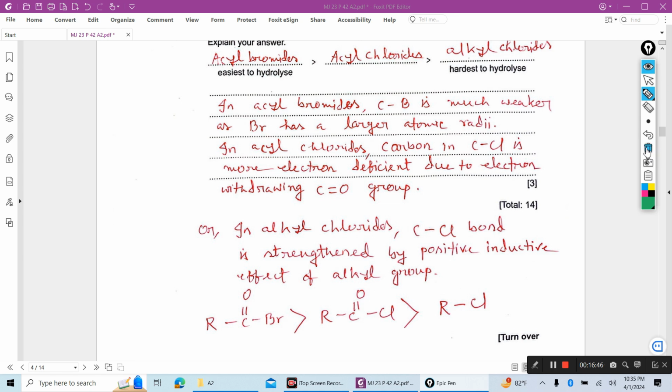So first, easiest is this. Why? The C-Br bond is longer, so it is easier to break. Why is the C-Br bond longer? Because the bromine atom is larger. And in RCOCl, the CO group is attracting electrons, so the C-Cl bond becomes weaker. But in RCl the alkyl group is electron donating, so electron density increases and hydrolysis becomes harder.